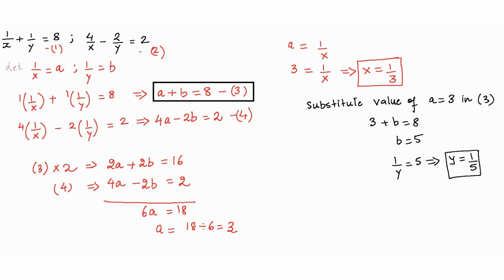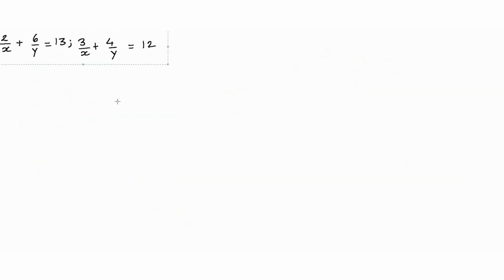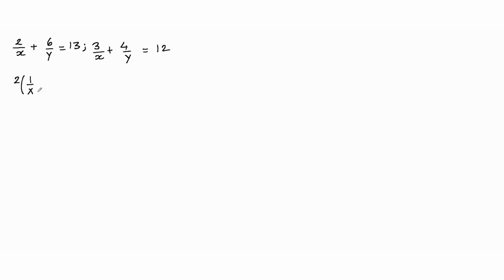Okay, let us now take the next equation. So again in these equations, I observe that x and y are in the denominator. So let me rewrite these equations. I have 2 times 1 by x plus 6 times 1 by y is equal to 13. And similarly, I have 3 times 1 by x plus 4 times 1 by y is equal to 12, right? These are my first two equations. Let me now make an appropriate substitution.